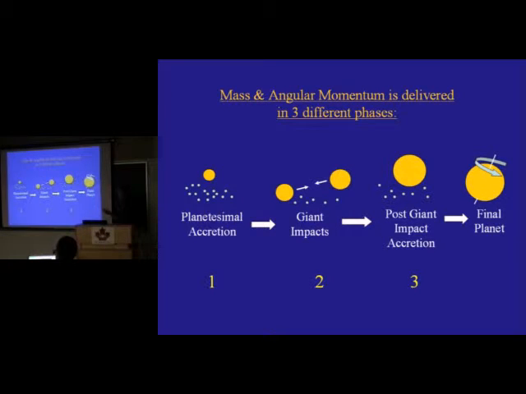And so the system gets dynamically excited, which leads to giant impacts. In the inner solar system you tend to have impacts, whereas in the outer solar system you tend to have ejection of bodies, because the escape velocity from the Sun is lower. So then you have a phase of giant impacts, and our Moon is thought to have formed from one of those.